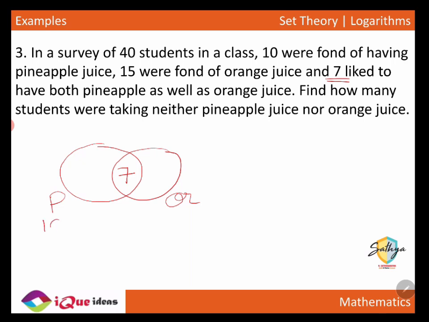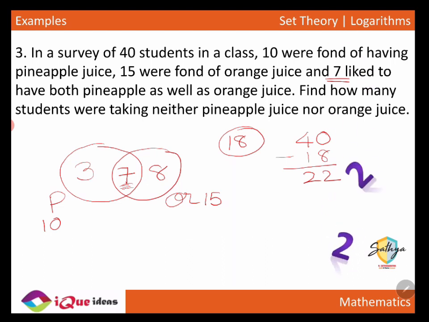Then out of 10 pineapple juice lovers, 7 are already here, so 10 minus 7, remaining 3 here. Out of the 15 orange juice lovers, 7 are already here, so 8 here. So the circles include 7 plus 3 plus 8, 18 people who like either pineapple or orange or both. But the class has a total of 40 people, out of which only 18 have been accounted for. So there are 22 such people who like neither pineapple nor orange juice. So the answer to this question is 22 people.